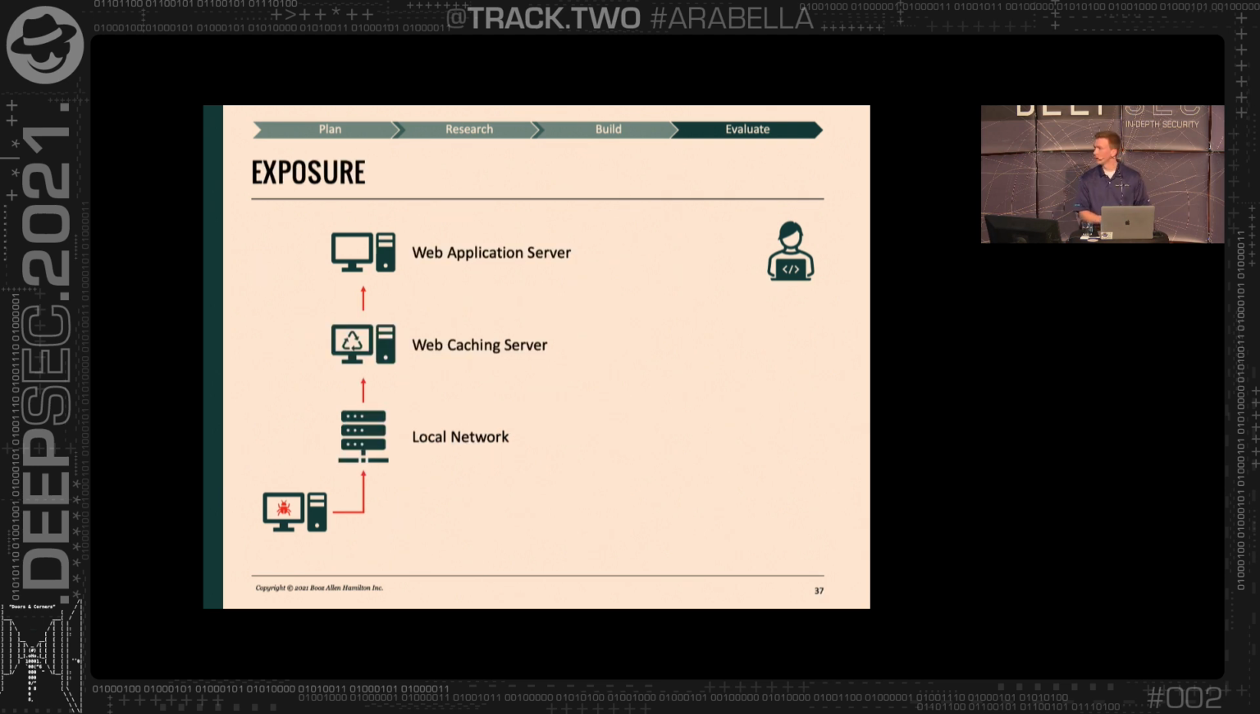So who might see what we're doing? There are 3 main players. The web application server is definitely going to see what we're doing. The caching server, if it's in fact different than the application server, might see what we're doing. And the local network has a chance at seeing what we're doing. Now, seeing is very different than recognizing what we're doing. They might all see it, but it's extremely unlikely that they'll recognize this as malicious.